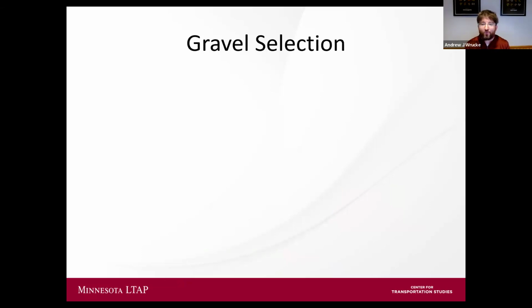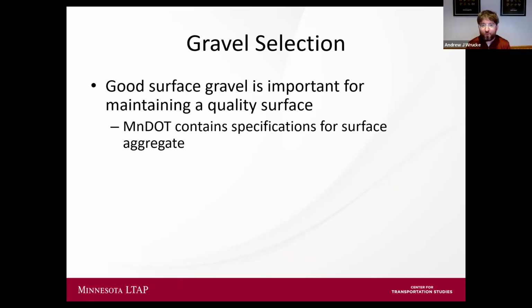Next on, we'll talk about gravel. So gravel selection is important because it can really make or break. Even if you have proper geometry to the road, your gravel can still make it so that your road doesn't function well and requires a lot of maintenance. So good surface gravel is important to maintaining the quality surface.